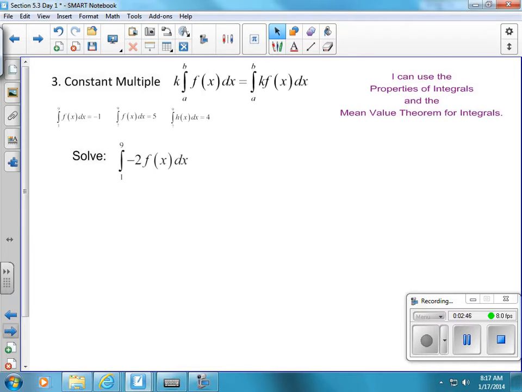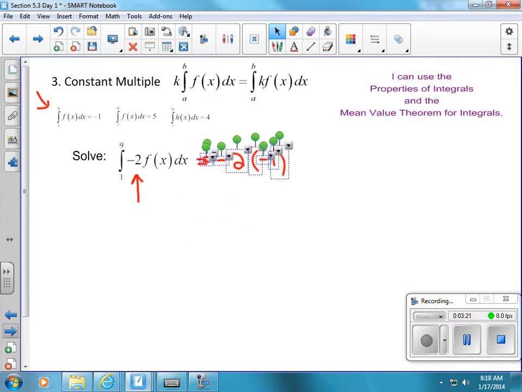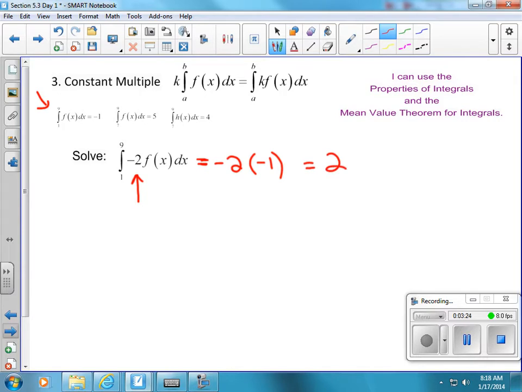Anyway, constant multiplier. If you multiply a function by a number, and by the way, this is all the same problem. I think it was page 290, number 2. We're using the same information for all of these problems to show the properties. If you take a -2 times whatever your integral value was from 1 to 9, ours happened to be -1, so we have a -2. This equals a -2 times a -1, which gives us a +2, right? All right, so that is that property.